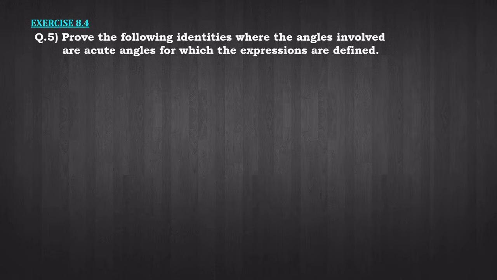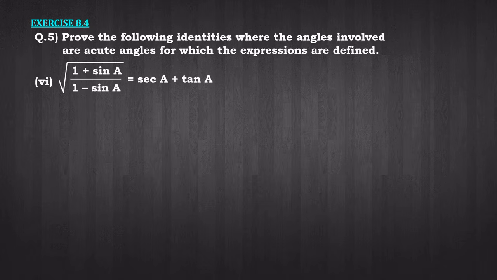Now, let us solve question 5, part 6, from exercise 8.4. The question asks us to prove that square root of (1 plus sine A) divided by (1 minus sine A) is equal to secant A plus tangent A. Let us start with the right-hand side.